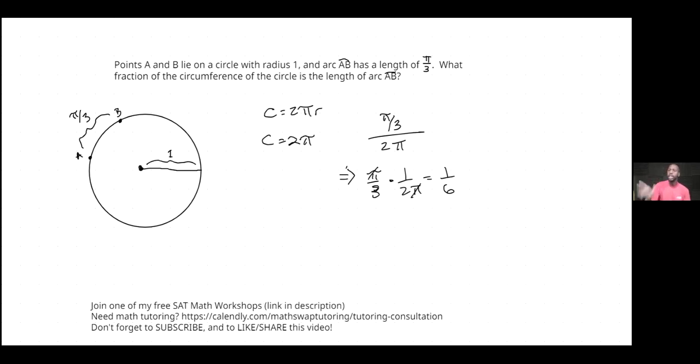So this particular site I got it from described this as a hard SAT problem. But as you see, as long as you remember the formula, it's really not hard at all. It's not hard at all.